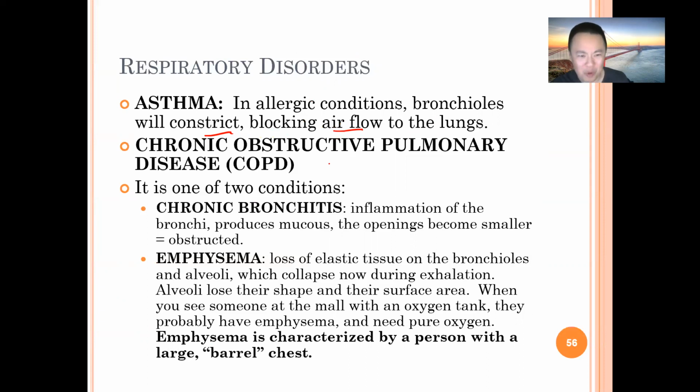Chronic obstructive pulmonary disease, or COPD here, is due to one of two conditions. Either chronic bronchitis, which is the inflammation of the bronchi that produces mucus, so the openings become smaller or obstructed, or emphysema, which is the loss of elastic tissue on the bronchioles and the alveoli, which collapse during exhalation. Alveoli lose their shape and their surface area. When you see someone at the mall with an oxygen tank, they probably have emphysema, okay? And they need pure oxygen. The key sign of emphysema is barrel chest.